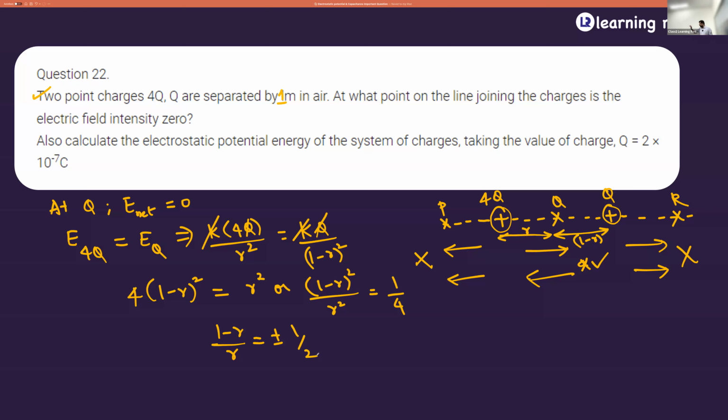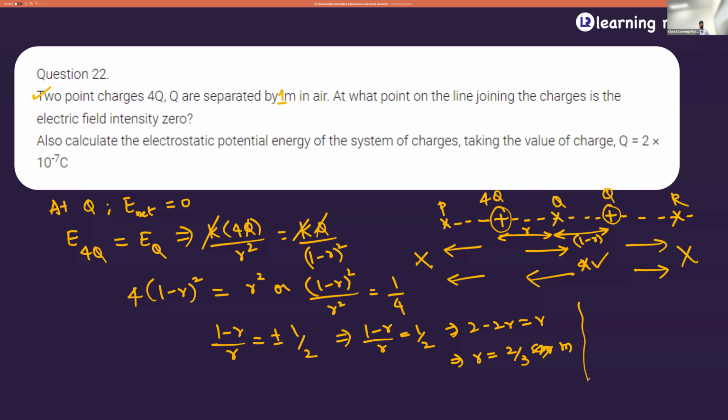Out of them, one should be eliminated. Let's see what we are supposed to do. So when I take plus sign, I get 1 minus r divided by r is half, which implies 2 minus 2r is equal to r, which implies r is equal to 2 divided by 3. 2r will go to the other side, it becomes 3r, r will be equal to 2 divided by 3. But where did I take the value of r from? It's 1 meter, so it is going to be 2 by 3 meter. So I took the value of r from the left hand side. So the distance is going to be 2 by 3 meter from 4q. You need to mention that. So 2 by 3 meter from 4q.